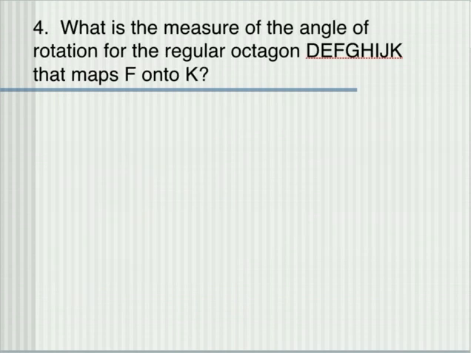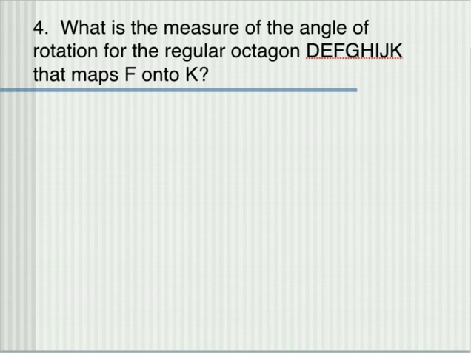Now, sometimes you are not given a diagram to work from, just a description. Like number 4, what is the measure of the angle of rotation for the regular octagon, given here, that maps point F onto point K? So if the name of the octagon is DEFGHIJK, the order tells you a little bit about how far apart F and K are in terms of degrees. Well, we'll get to that in a minute.